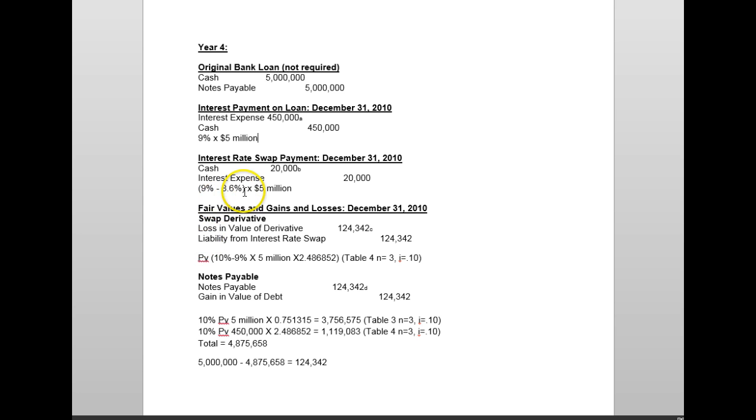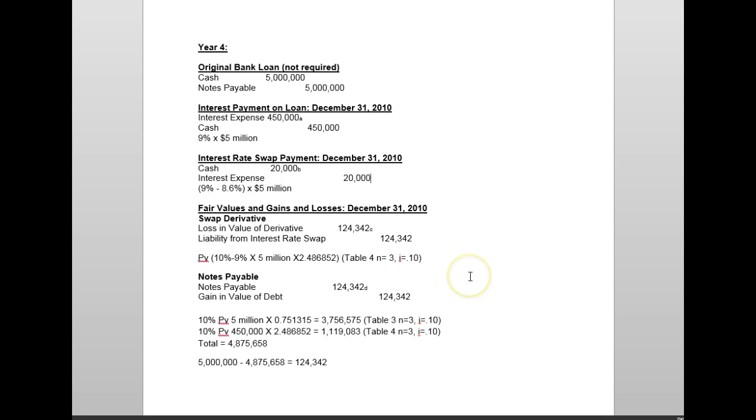LIBOR was 8.6. That's definitely lower than that 9%. So in this situation, the person who owns the note, who originally went into this with another party, ends up receiving $20,000. And that becomes a credit against the interest expense. So that lowers that interest expense. What this little wager does, or this little swap does, is take a fixed rate note payable and turn it into a variable rate. And as you can see, we're following the LIBOR with this.